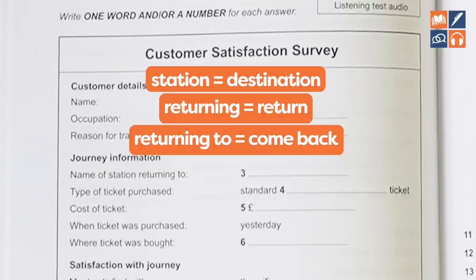So you need to keep an open mind. When you are looking at the questions, don't just think, what am I looking for exactly in the question? Think, what could it be? What synonym could they use? What different phrasing could they use that means the same thing, but is a different word?